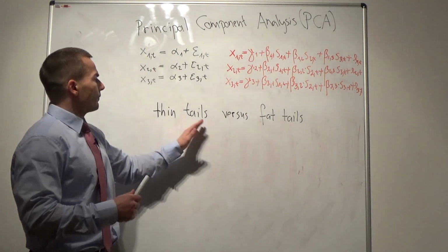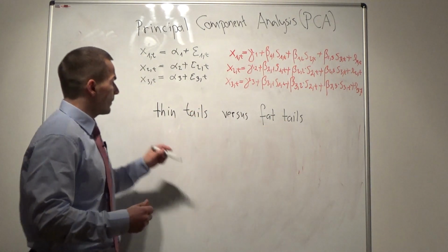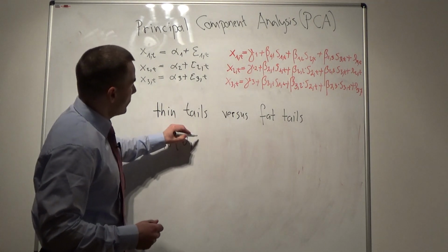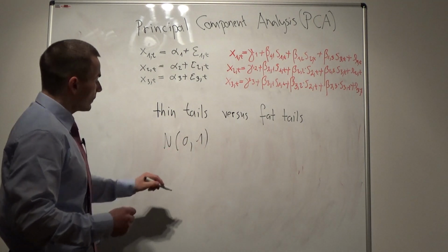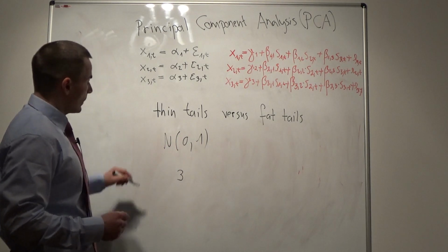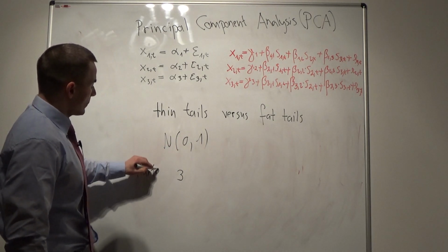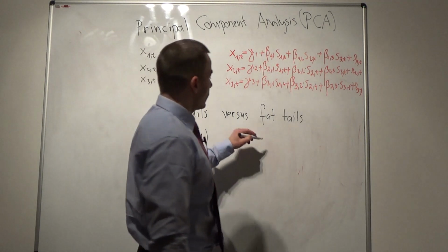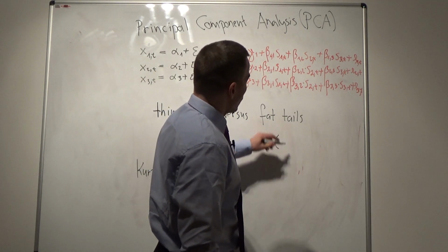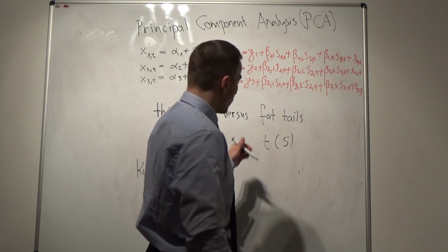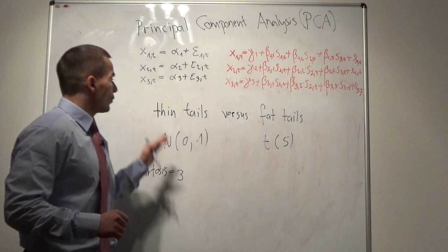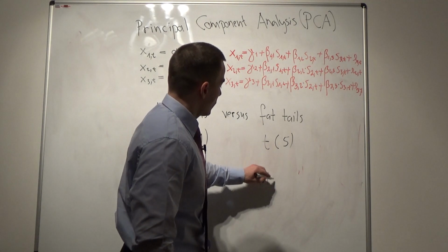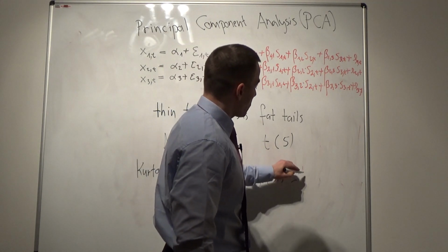What we know from thin-tailed distributions, for instance the normal distribution, which is an example of a thin-tailed distribution, is that the kurtosis of the normal distribution is 3. Fat-tailed distributions are, for instance, a t-distribution. If you consider a t-distribution with 5 degrees of freedom, this is much fatter-tailed than the normal distribution. So the kurtosis is larger than 3.